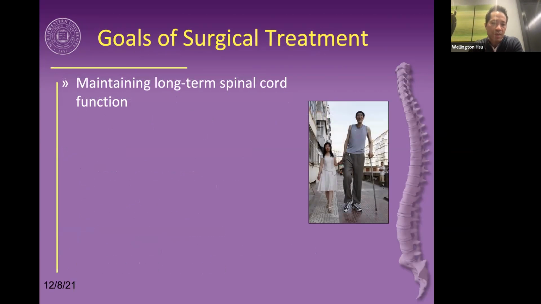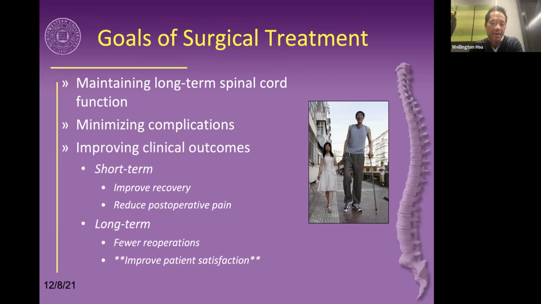Okay, the goal of surgical treatment is to maintain long-term spinal cord function first, minimize complications second, and then to improve clinical outcomes third, short-term and long-term.